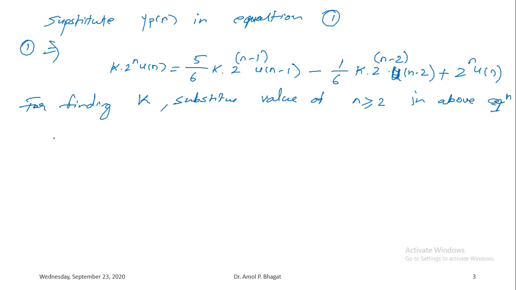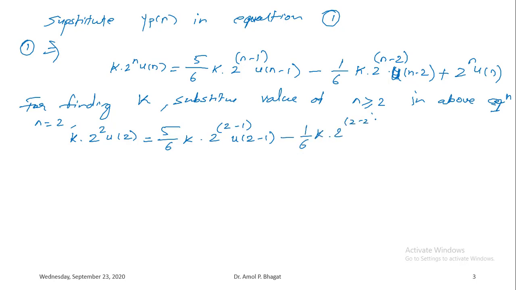Okay, so what equation will you get now? k into 2 raised to the power n, if I'm substituting n equals 2, so k into 2 raised to the power 2 u of 2 is equal to 5 by 6 k into 2 raised to the power 2 minus 1 u of 2 minus 1, minus 1 by 6 k into 2 raised to the power 2 minus 2 u of 2 minus 2, plus 2 raised to the power 2 u of 2.